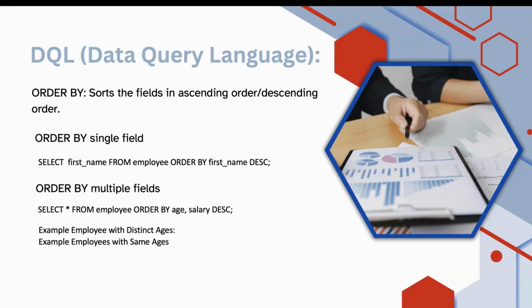So we first start by doing it with a single field. Here it is the first name, and I want to do it with the first name in descending order. If I don't provide the descending keyword, it takes ascending, which is the default, so we don't need to mention ascending order. So let's try to execute this command in our PostgreSQL.